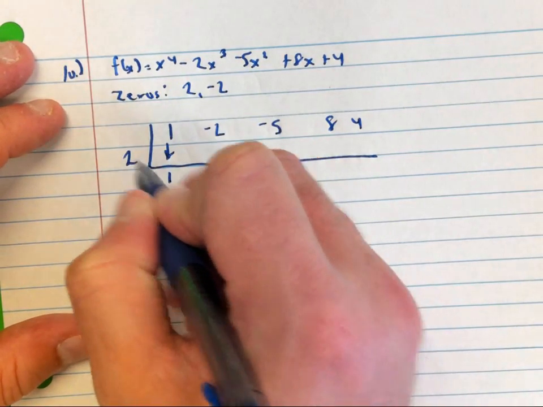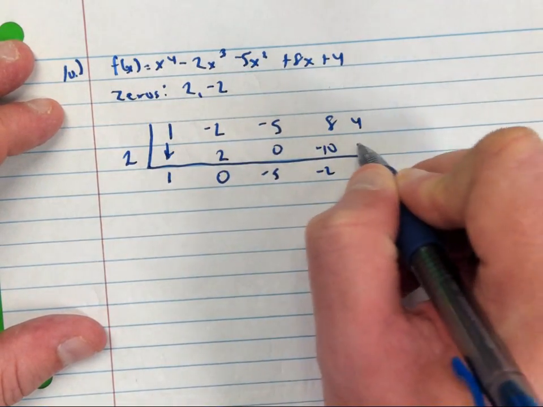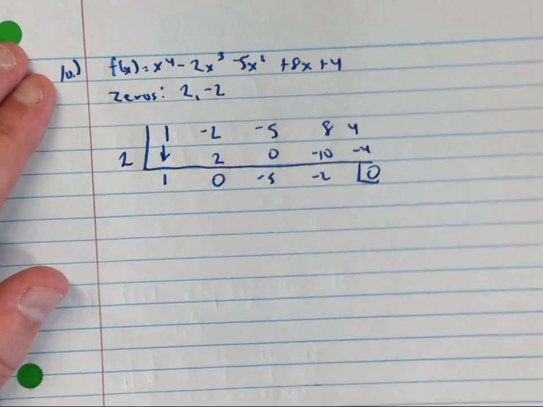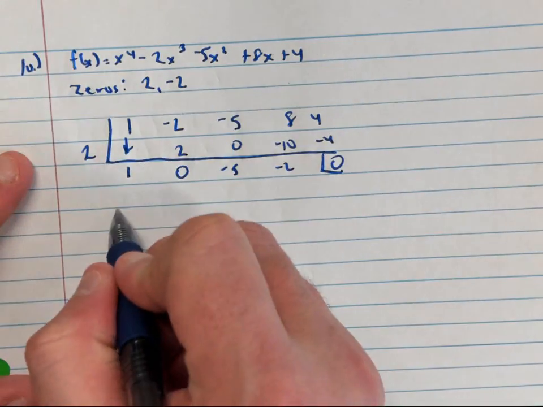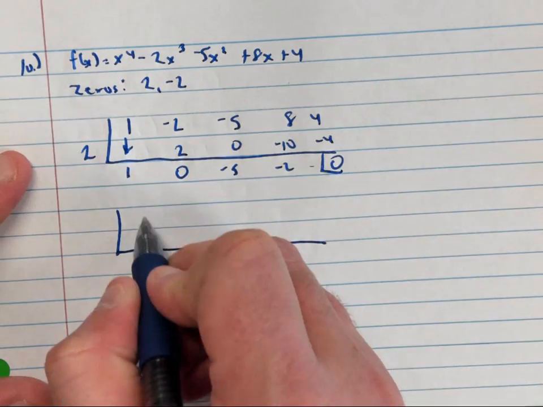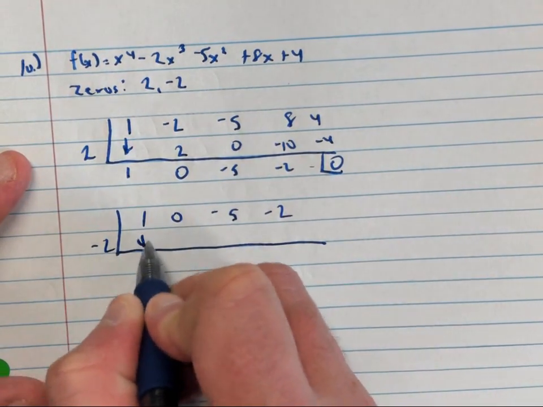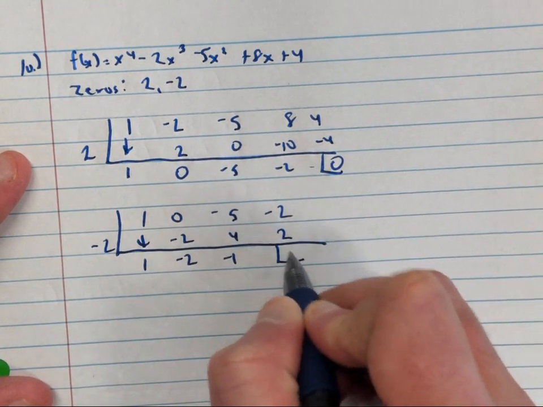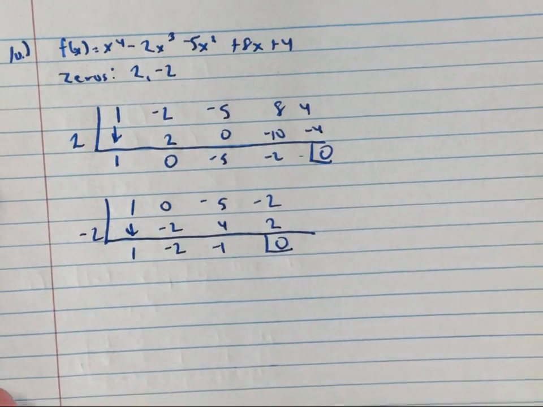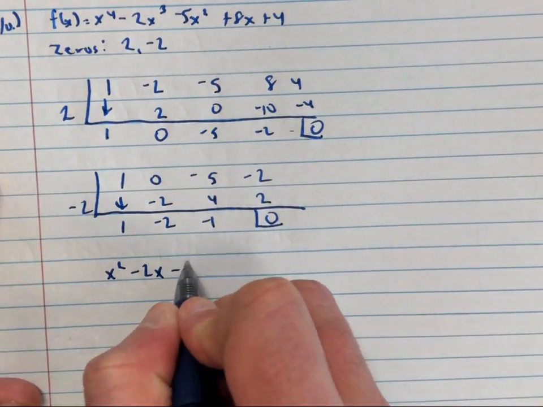Bring the first one down. Get a remainder of 0. That's awesome. I've already used 2. Now I'm going to use -2. Bring those numbers down. Remainder 0. Awesome. Now I'm going to rewrite that as a quadratic. X squared minus 2x minus 1.